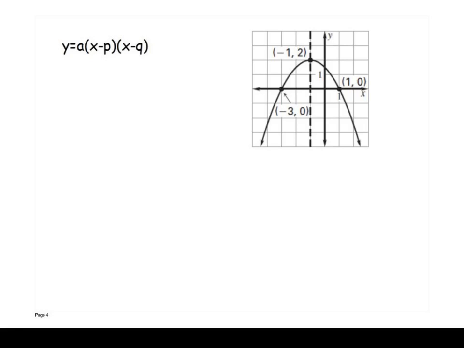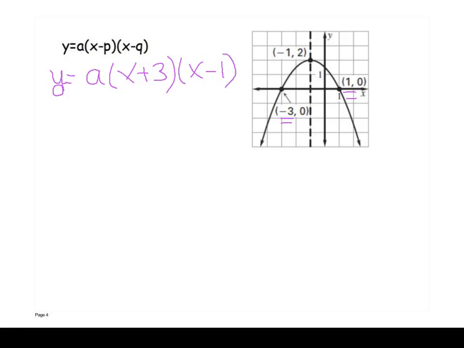So let's look at a second example. Notice on this example we have our x-intercepts located at (-3, 0) and (1, 0). So what we want to do is plug in our two intercepts in place of our p and q, and that gives us y is equal to a multiplied by (x minus -3, or plus 3) and (x minus 1).